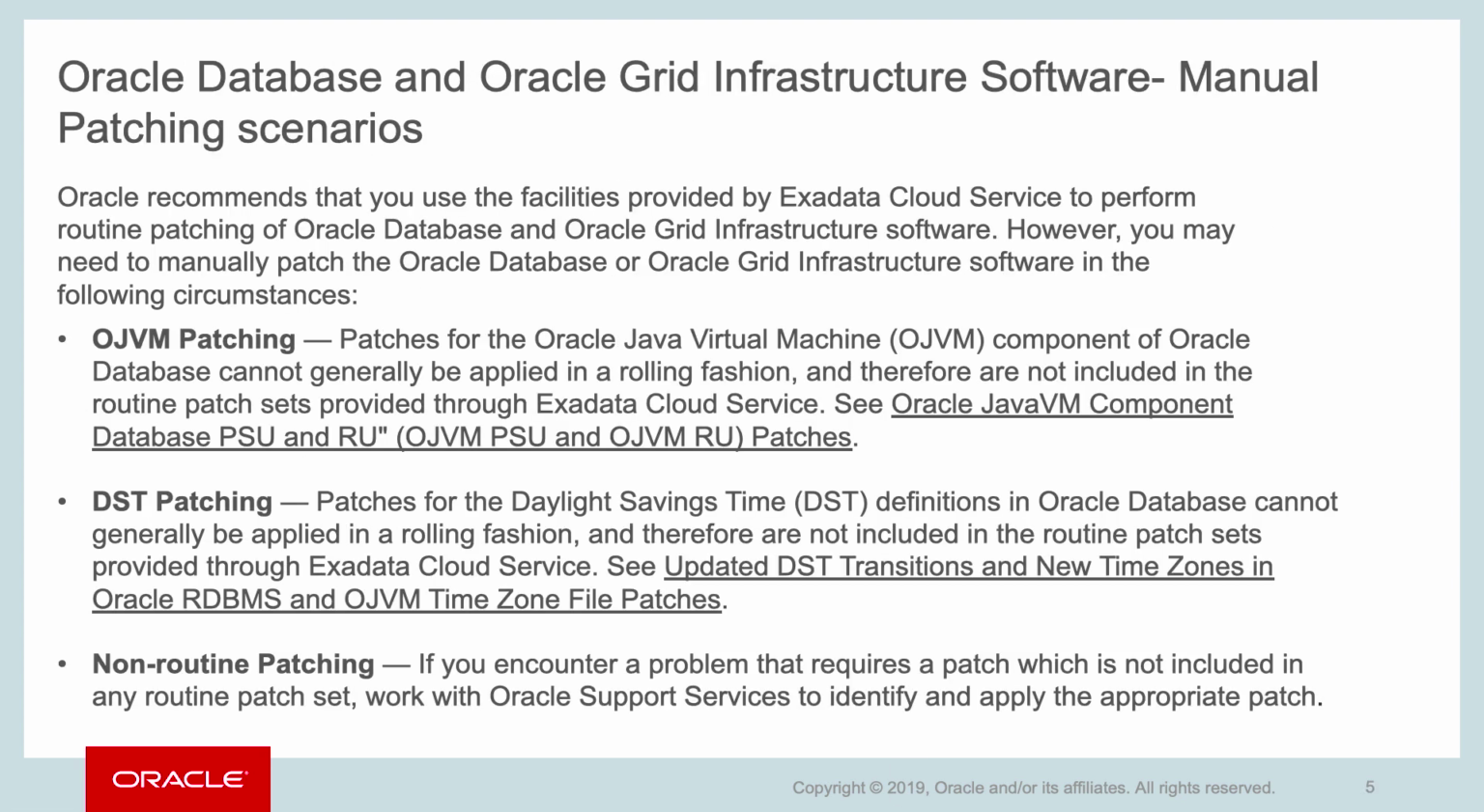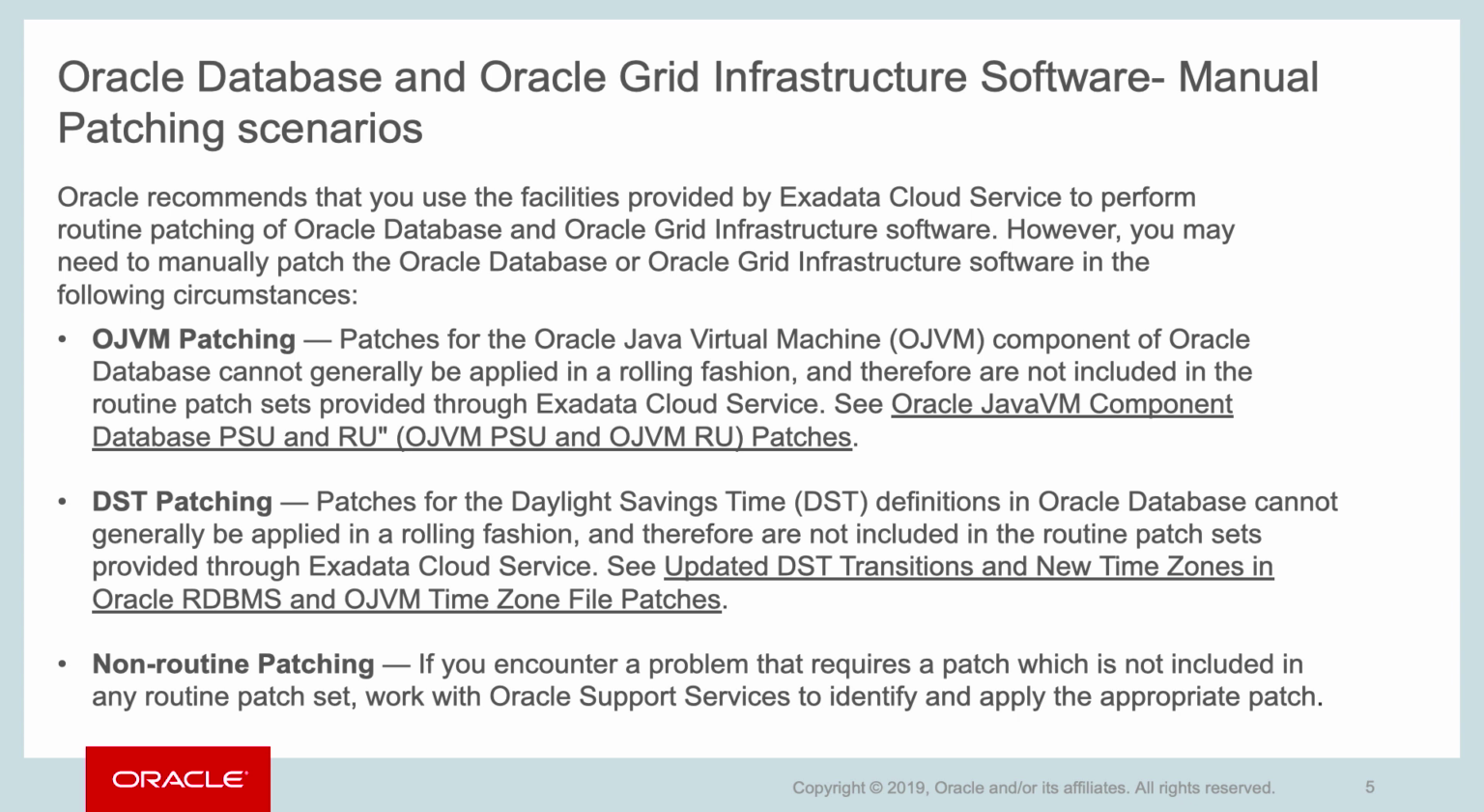So for Oracle database and grid infrastructure software, there could be some manual patching scenarios, and Oracle recommends you to use the facilities provided by Exadata Cloud Service to perform any routine patching of database as well as GI. Sometimes you may want to apply a patch manually to database and grid infrastructure software, and these situations could be around OJVM patch or DST patching or any kind of non-routine patching.